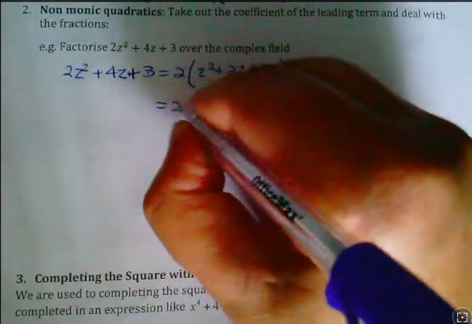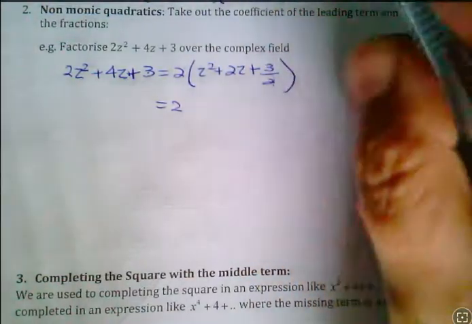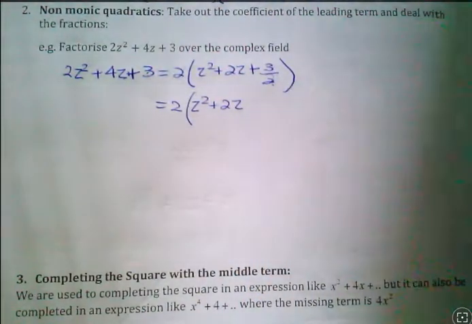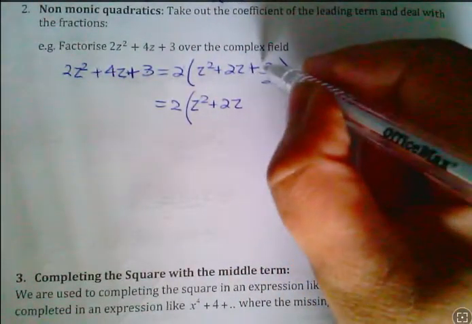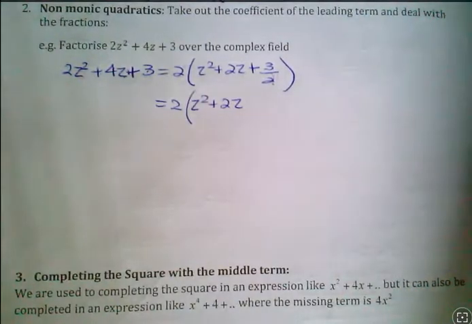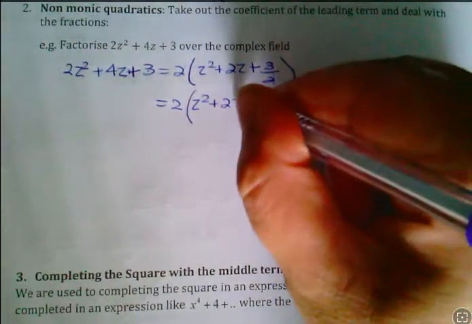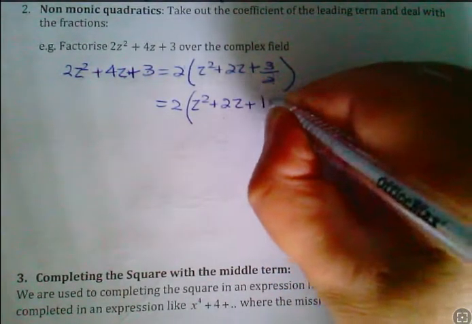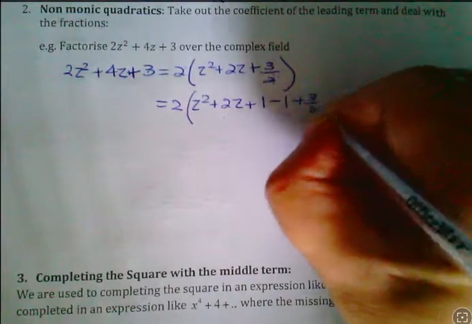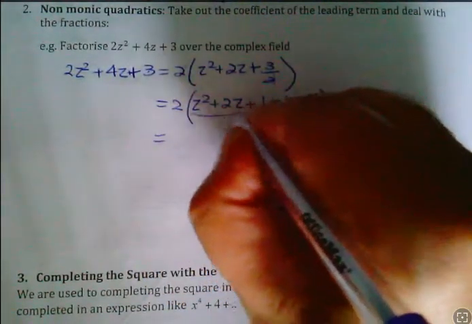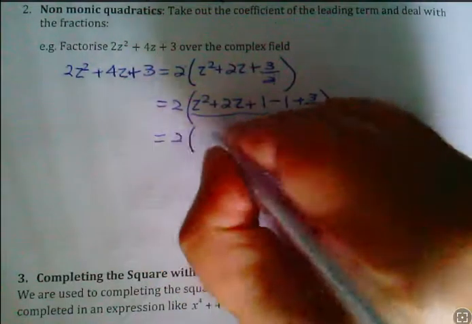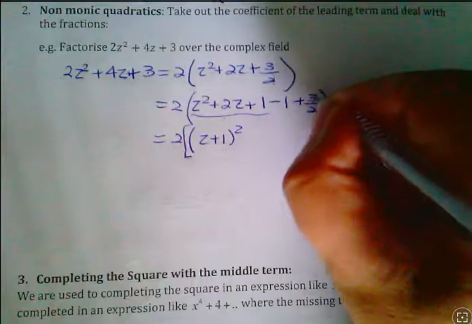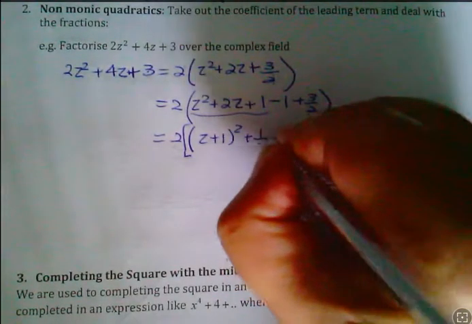So now let's keep this 2 out the front, but we just basically complete the square here. So we've got 2 bracket z squared plus 2z. Now, if we halve the coefficient of the z term, 2 divided by 2 is 1. 1 squared is 1. So I'm adding 1. Then I subtract 1, and then I'll just keep my 3 on 2 there. So I complete the square using these three terms here, and I've got 2 bracket z plus 1 squared, but I need double brackets here, because then I've got minus 1 plus 1.5 is plus a half.